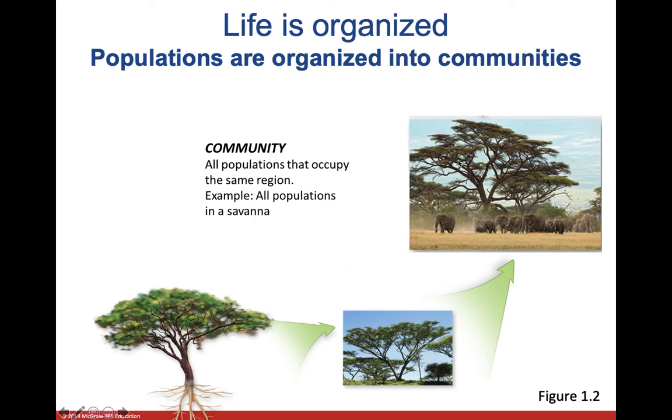Now those interactions, all of those living organisms that will interact, all the different populations of living organisms, make up a community. This is going to be all the different populations of animals that live in the same place at the same time, make up a community. All of the living organisms in one area, all the different populations at one spot.